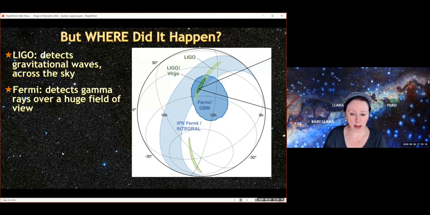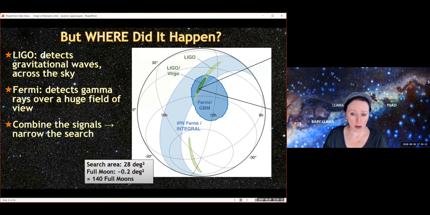And that sounds pretty precise, but let's think about the size of the moon. The moon is only about 0.2 square degrees. So the area that we're looking at is still the area of 140 full moons. So it's still a big area for us to look at. We don't have the precise address of the event yet, but we know where to start looking.